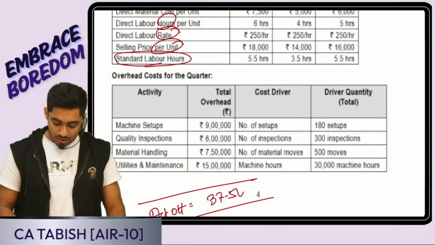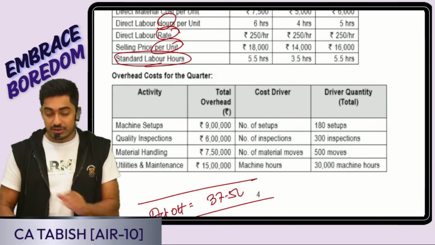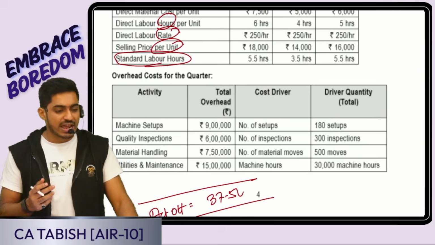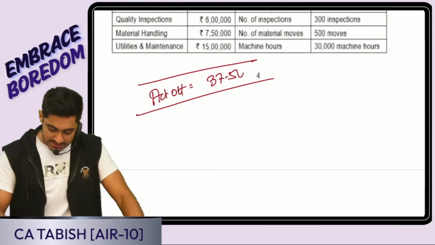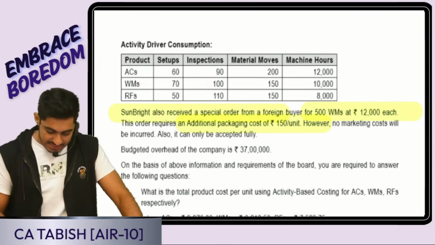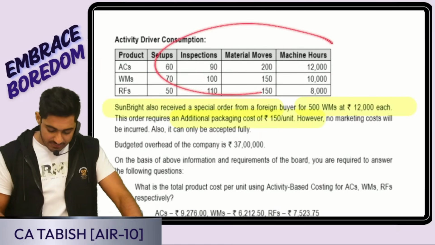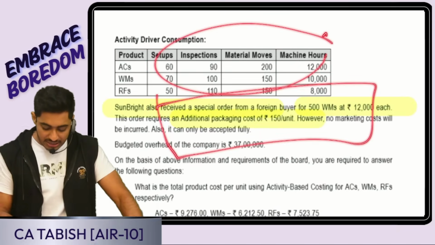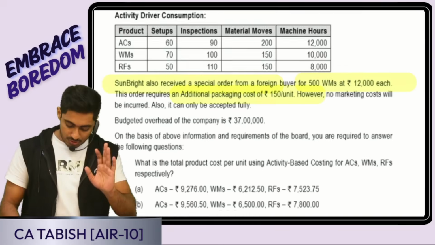Okay. Overhead cost is given, actual overhead, driver quantity is given. If you divide, you will be getting your activity cost driver rate. That is also fine, sir. Now, what else is given? Yes, activity driver consumption also they have given. Yes, one order regarding special order they have given. All those things are fine.